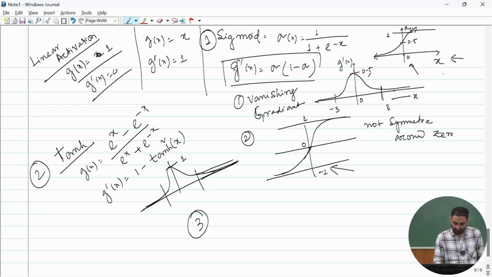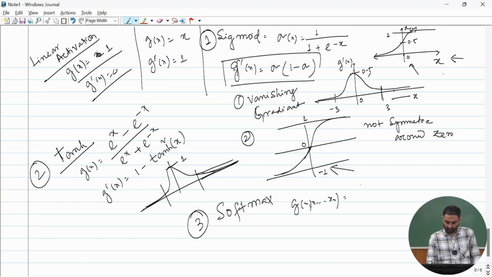The third activation is softmax. So you all know what is softmax, right? Softmax is used everywhere. So softmax is essentially g of x, basically x1, x2, dot dot, xn, e to the power xi divided by the sum of e to the power xi. Okay, it produces a probability.